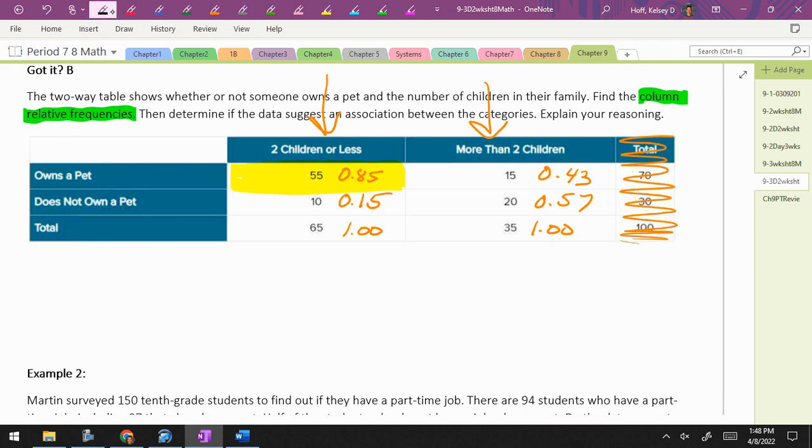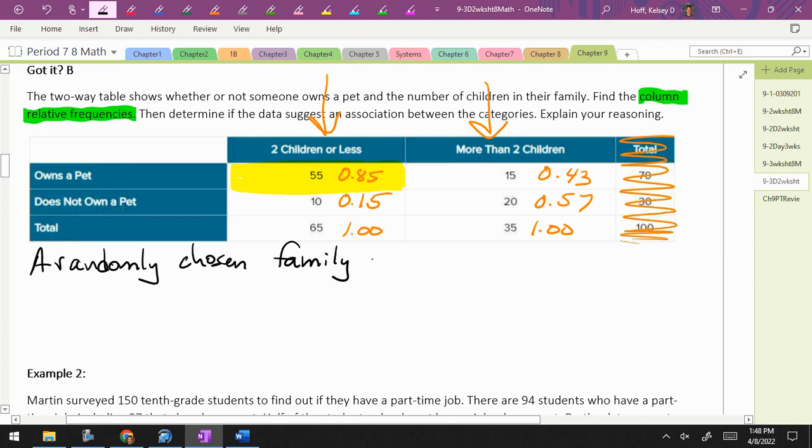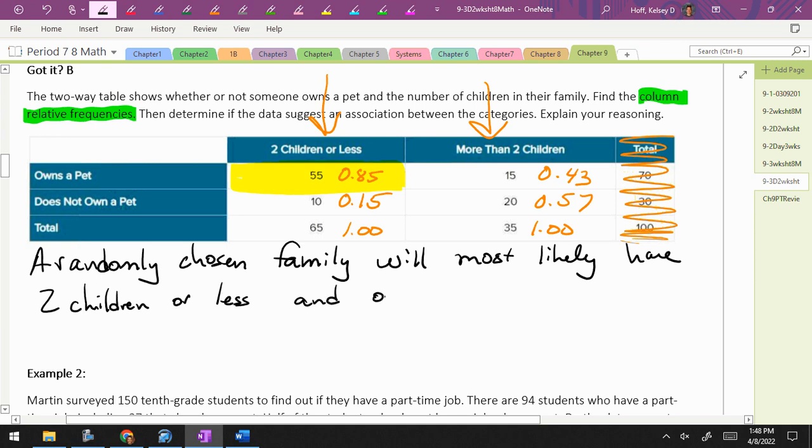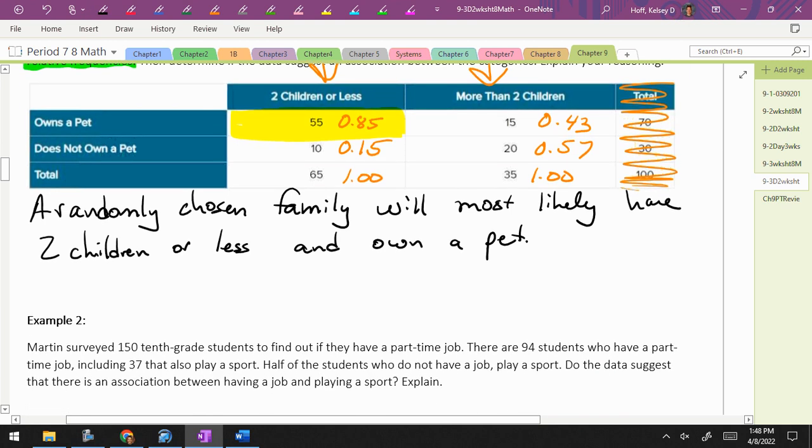Okay, so this is really talking about a family. So you would say a randomly chosen family will most likely, because it's the highest, have two children or less and own a pet. Questions on writing that statement at all?